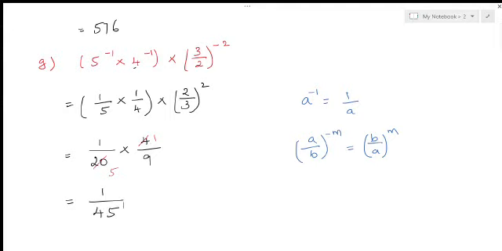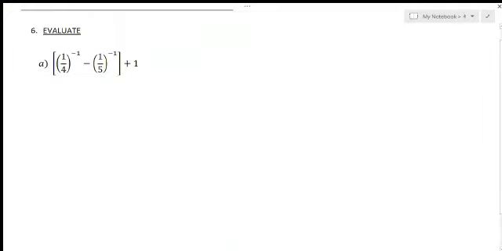So let us see the next Roman, 6th Roman, first sum. 1 by 4 whole power minus 1, minus 1 by 5 whole power minus 1, plus 1. So here they have given you the first bracket. As per board marks, let us complete this bracket first. Here we are going to use a power minus 1 equals 1 by a. So 1 by 4 whole power minus 1 is 4, minus 1 by 5 whole power minus 1 is 5, plus 1. So 4 minus 5 is minus 1 plus 1, which will give you 0.